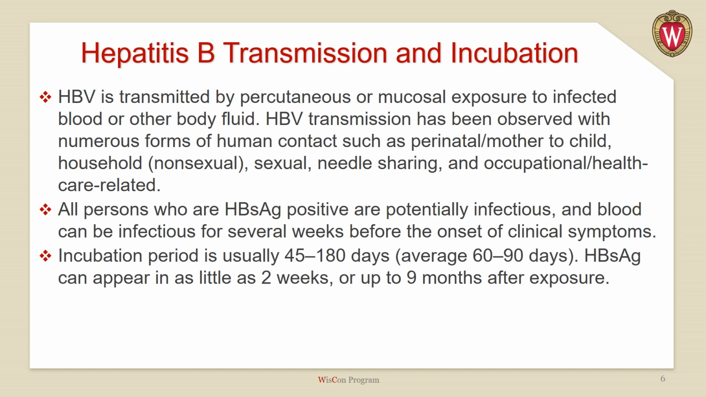All persons who are HBsAg positive are potentially infectious, and blood can be infectious for several weeks before the onset of clinical symptoms. Incubation period is usually 45 to 180 days, average of 60 to 90 days. HBsAg can appear in as little as 2 weeks or up to 9 months after exposure.